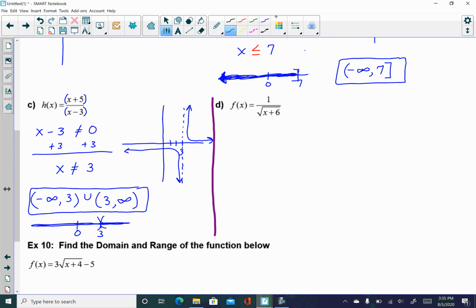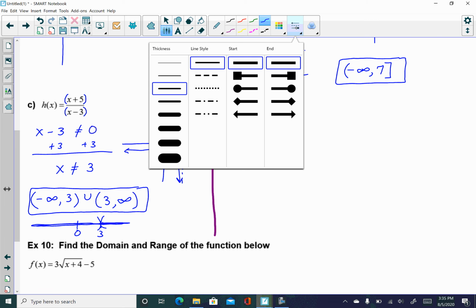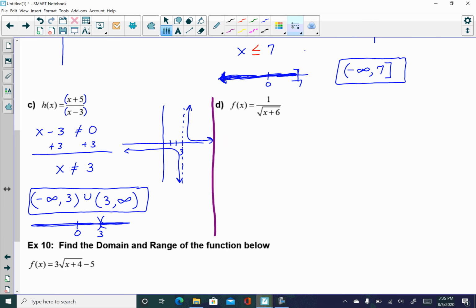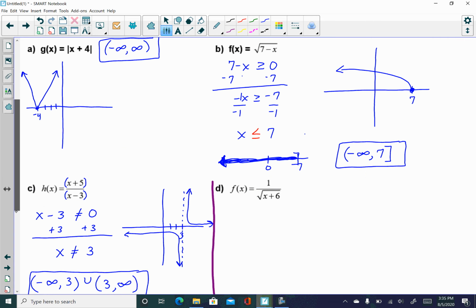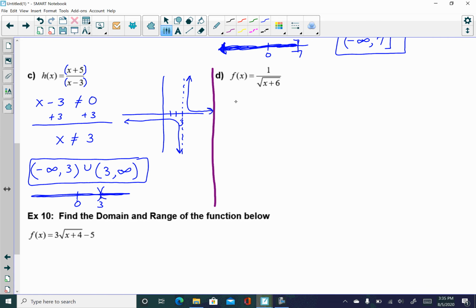All right, so then let's look at letter D. Letter D is the one that I was referring to up here at the top of the page, where I said, if you have a radical in the denominator, meaning you've got a square root in the denominator, simply set it greater than 0. Okay, so at this point, instead of setting x plus 6 greater than or equal to 0, I just set it greater than 0 because it's in the denominator, it can't equal 0. If it equaled 0, it would make it undefined.